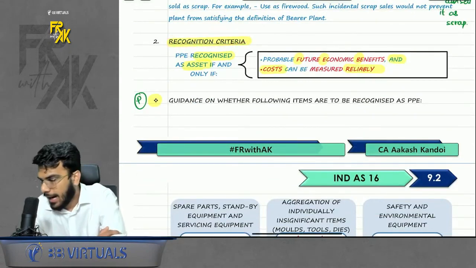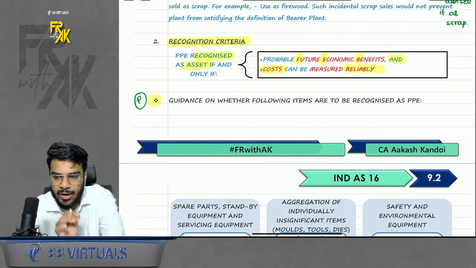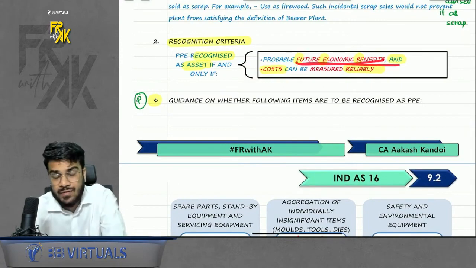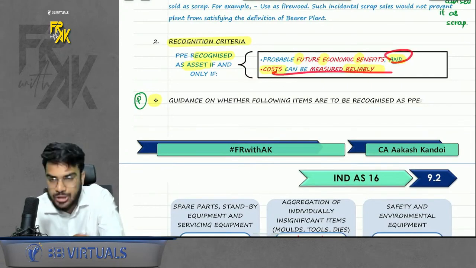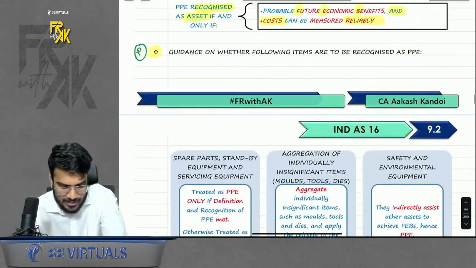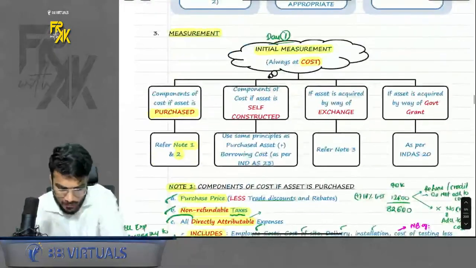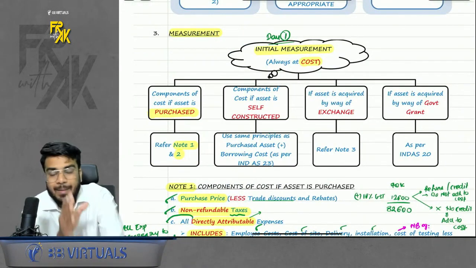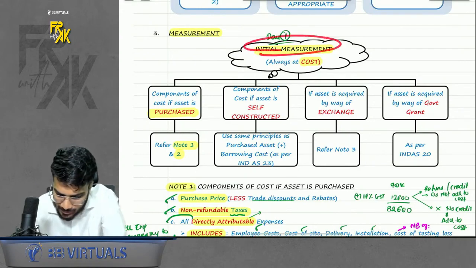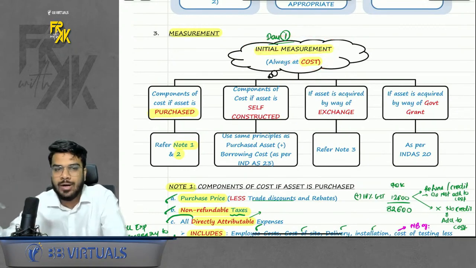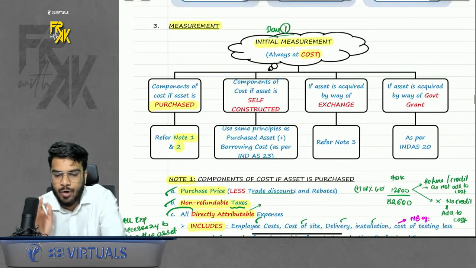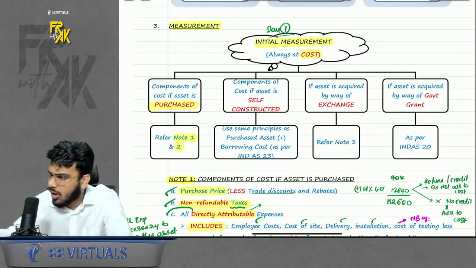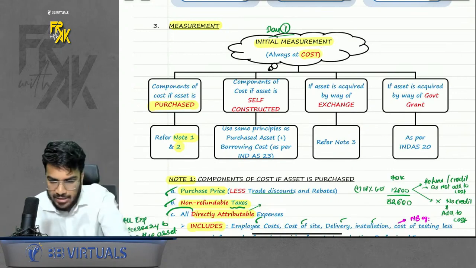Then we moved forward, and we discussed the recognition criteria. When will you record any asset? When you fulfill two criteria. The first one is future economic benefits, and the second one is that cost can be measured reliably, right? The guidance aspect we will cover later during this chapter. The third point which we discussed was measurement. Measurement can be bifurcated into two aspects. One is initial measurement, that is at what value will you record on day one, and one is subsequent measurement, that is at what value will you record on year end, right? Initially all PPE will always be recorded at cost, right?